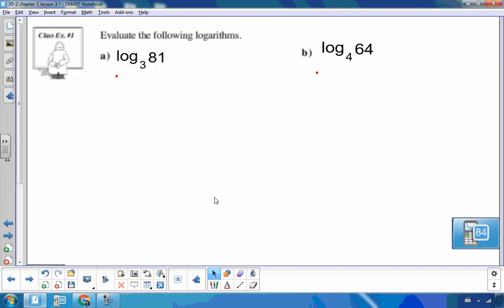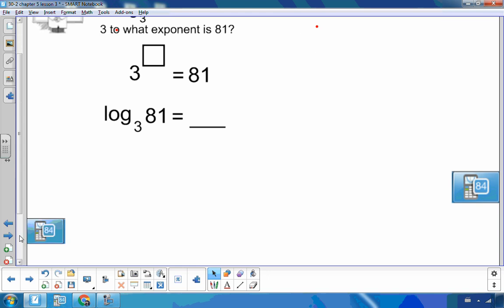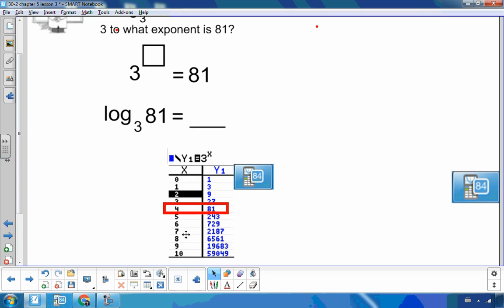So log base 3 of 81. To solve this, I'm going to say 3 to what exponent gives me 81. So I'm going to go to my powers of 3, and I see that 3 to the exponent of 4 equals 81. So that means that log base 3 of 81 is 4.